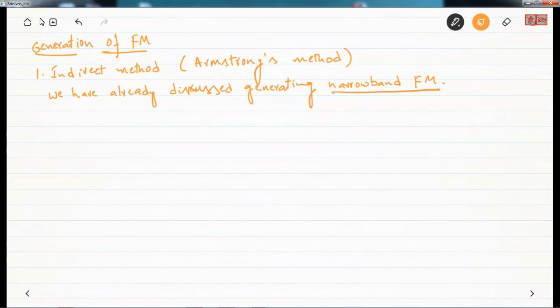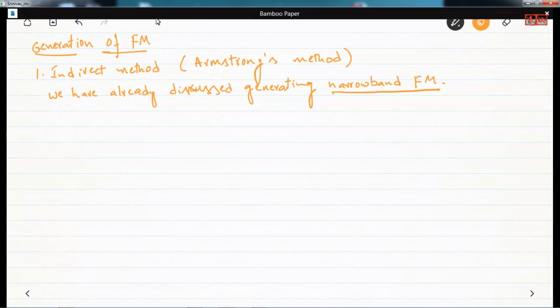So right now we are thinking of generating particularly the wideband FM.